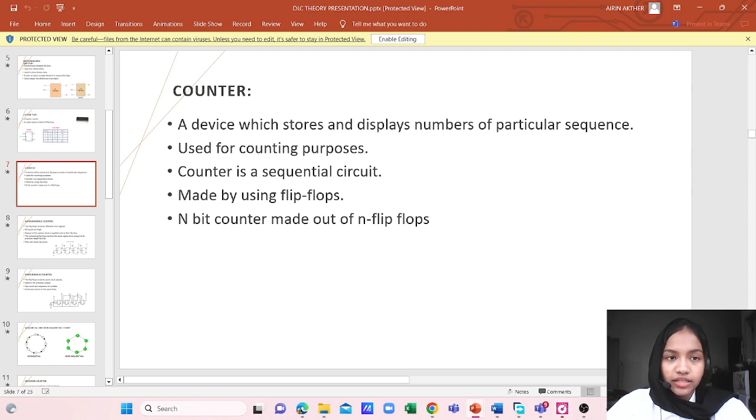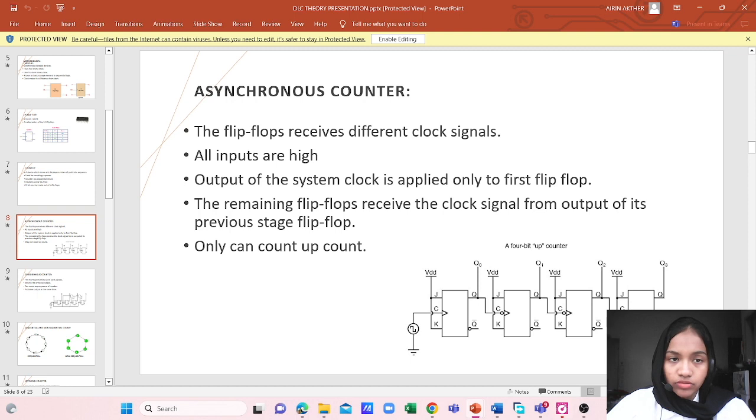Assalamualaikum, I am AKTHER. I'm going to talk about the counter. So what is a counter? A counter is a device which stores and displays numbers of a particular sequence. It is mainly used for counting purposes. A counter is a sequential circuit made using flip-flops. If we want to make an n-bit counter, we have to use n flip-flops. There are two types of counter. Let's talk about the asynchronous counter using JK flip-flops.